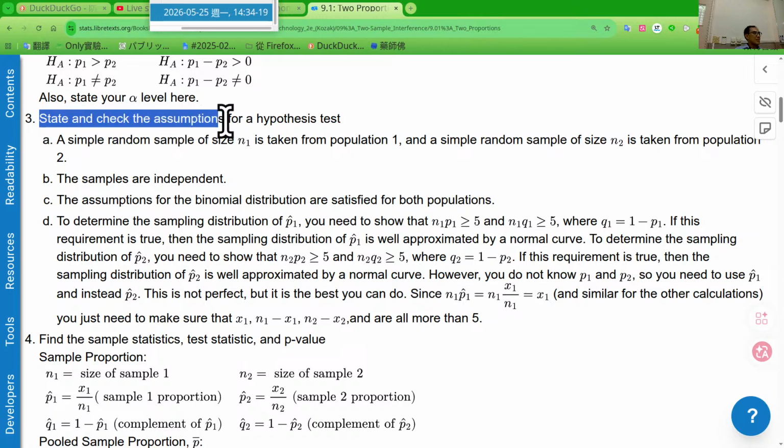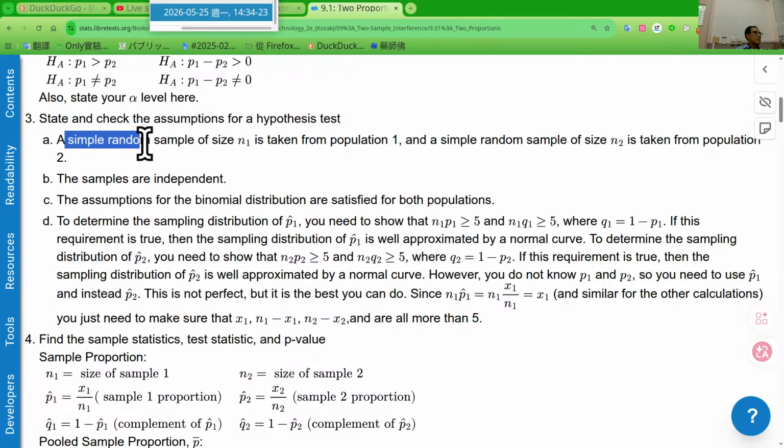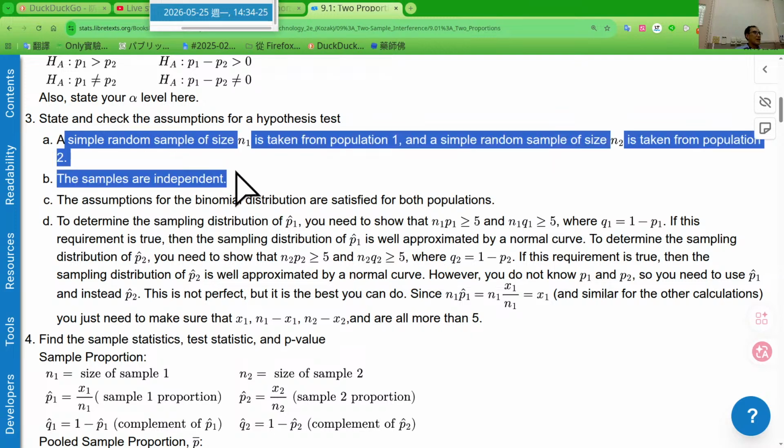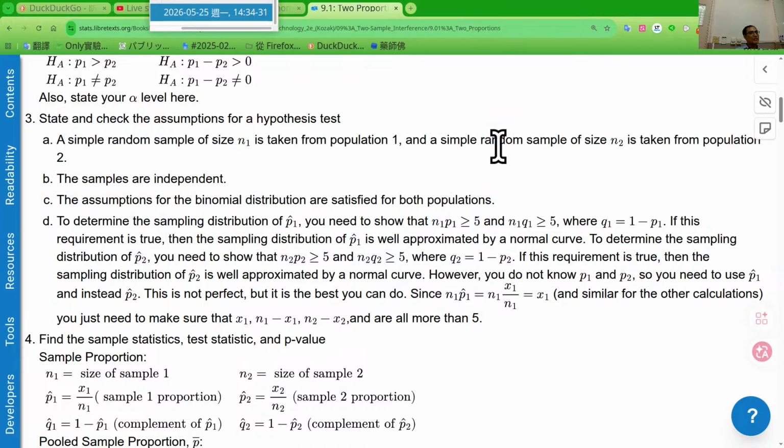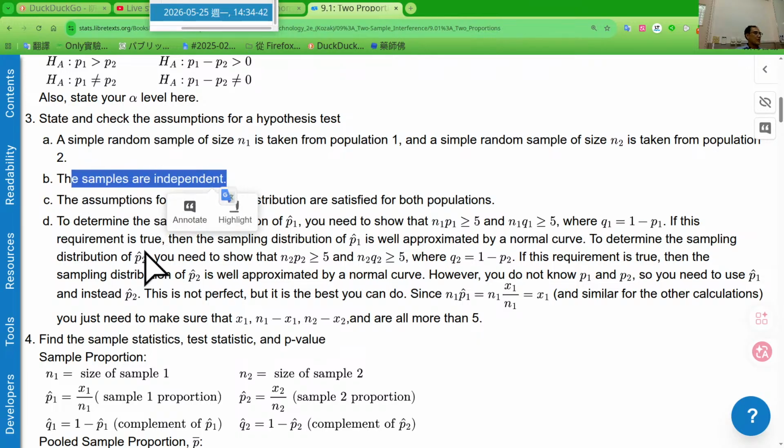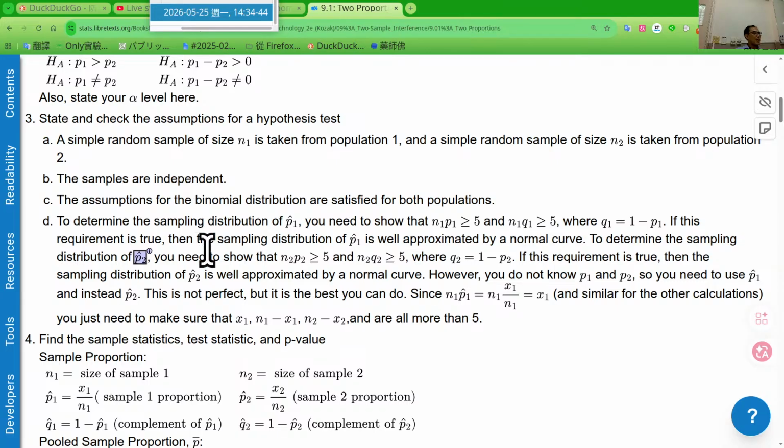State and check the assumptions for a hypothesis test. First, a simple random sample of size n1 is taken from population 1, and a simple random sample of group 2, called n2, is taken from population 2. Samples are independent. The assumptions of the binomial distribution are satisfied for both populations.